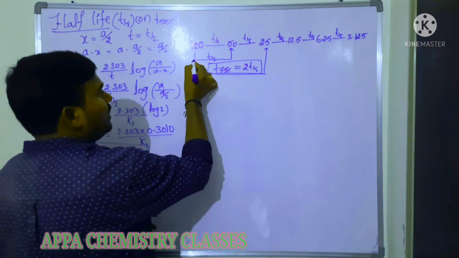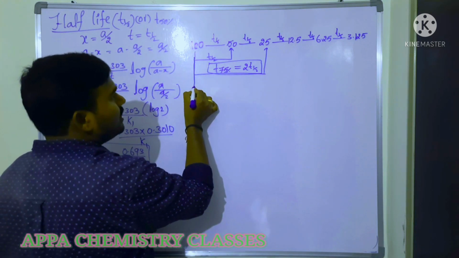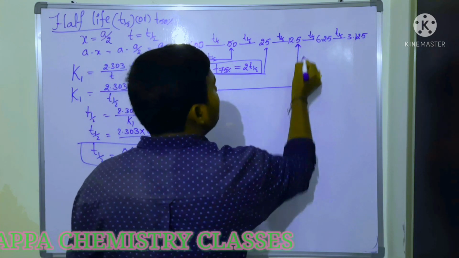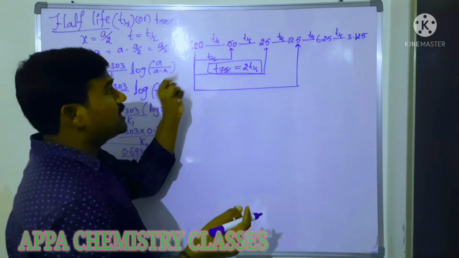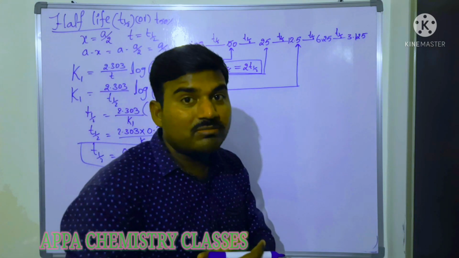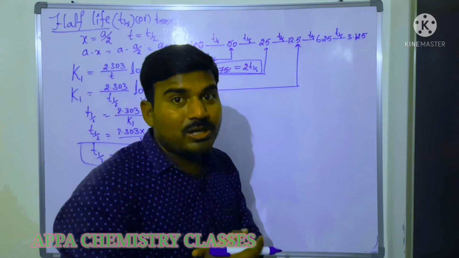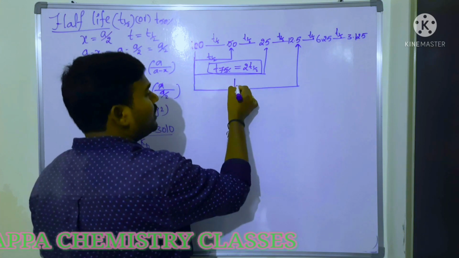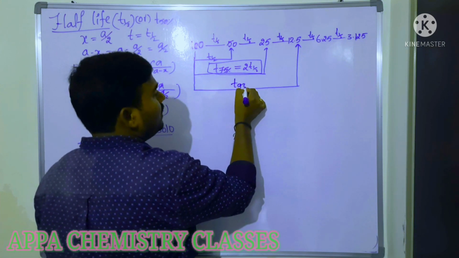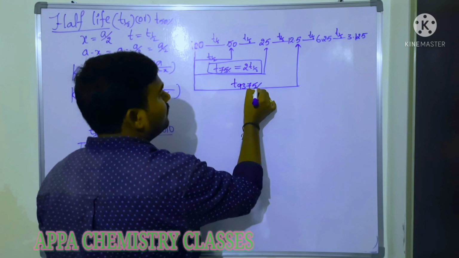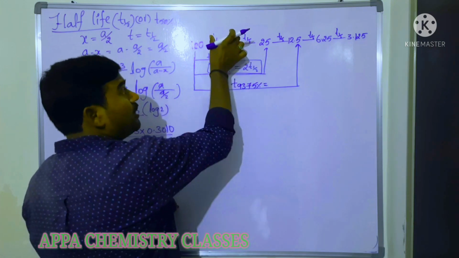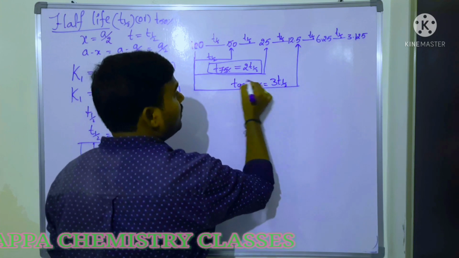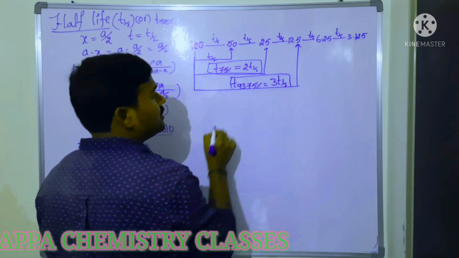And similarly, from initial concentration 100 to 12.5, how much is consumed? Initially it is 100, final is 12.5. So 100 minus 12.5, how much is left over? That is the consumed reactant. 93.75% is equal to how many T halves? 1, 2, 3. 3 T halves. This is also an important relation.